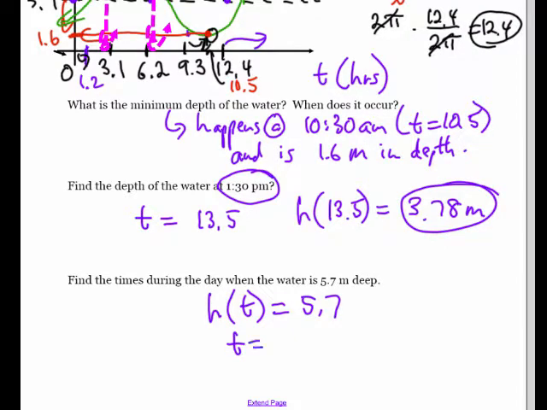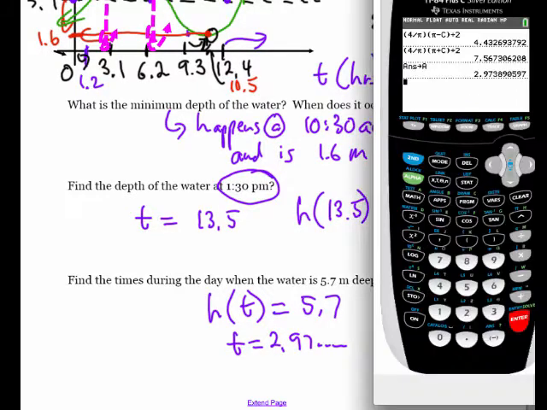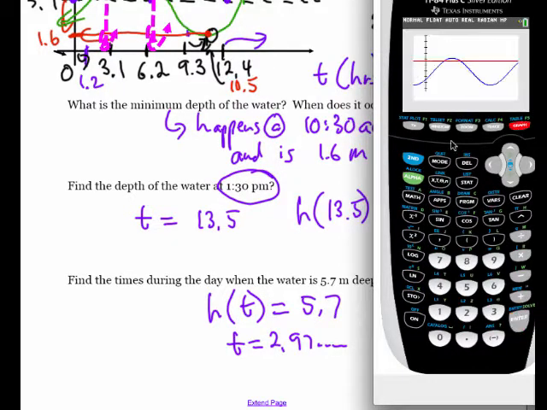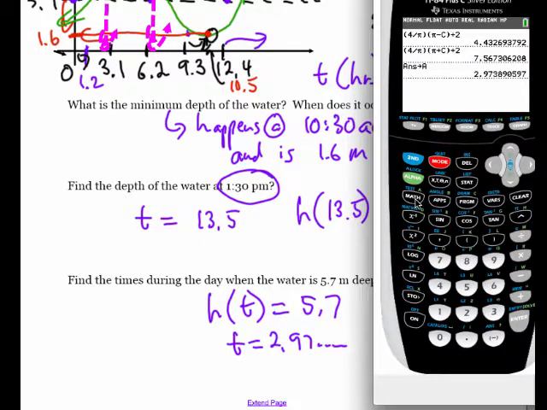T equals 2.97, on and on and on. My other point is 5.63 rounded. Again, we're probably going to need that number again, so let's store that. Store that number in memory location B.